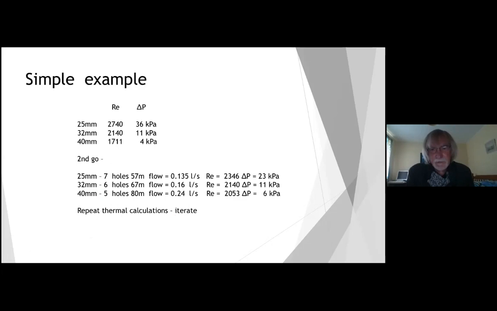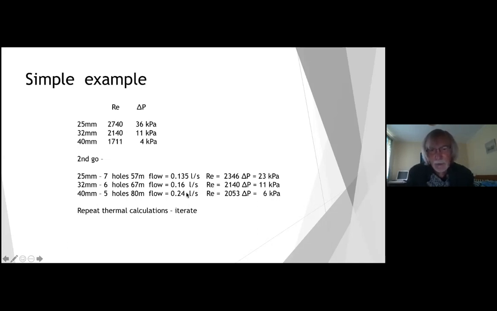New Reynolds number of 2000, a pressure drop of 23. But that's higher than what we had for the 32 mil. We had a usable Reynolds number, but we had a lower pressure drop. And if we redo the 40 mil U-tube, so we could now have 5 holes of 80 meters, it's still the same 400 meters total.